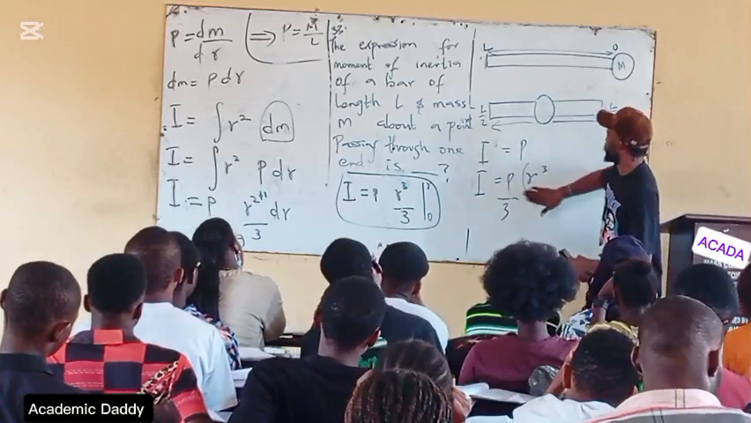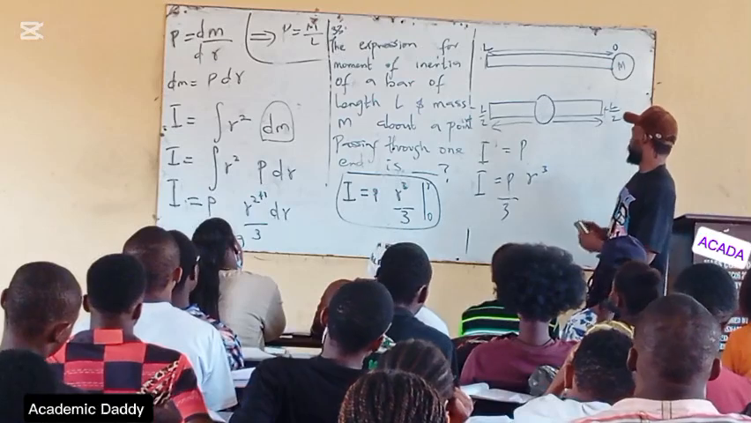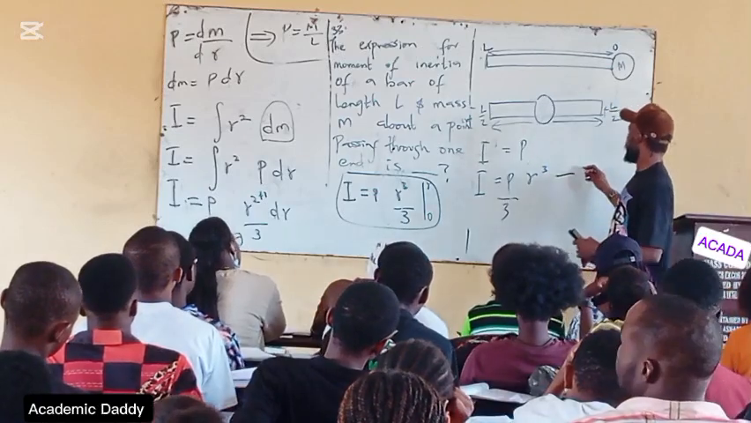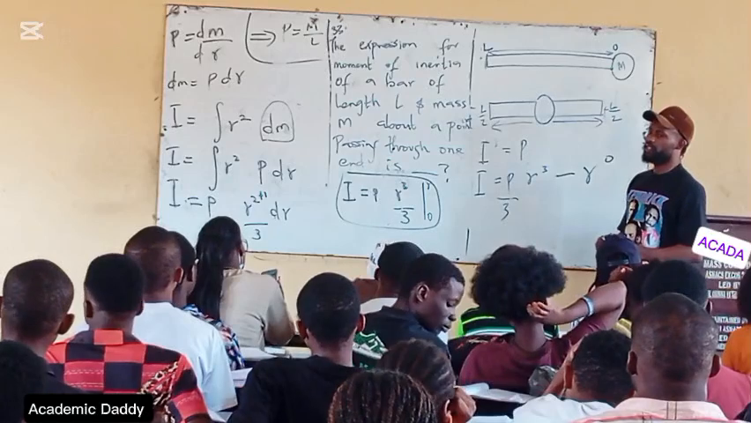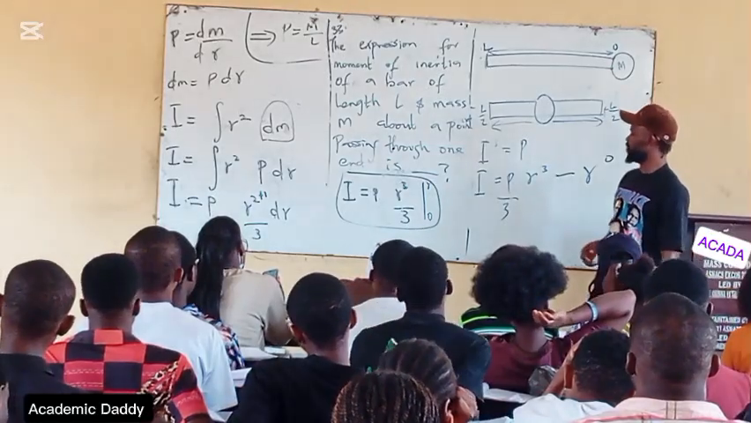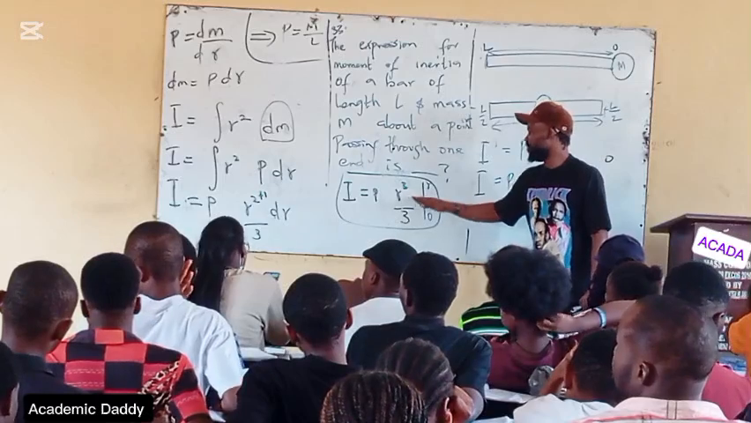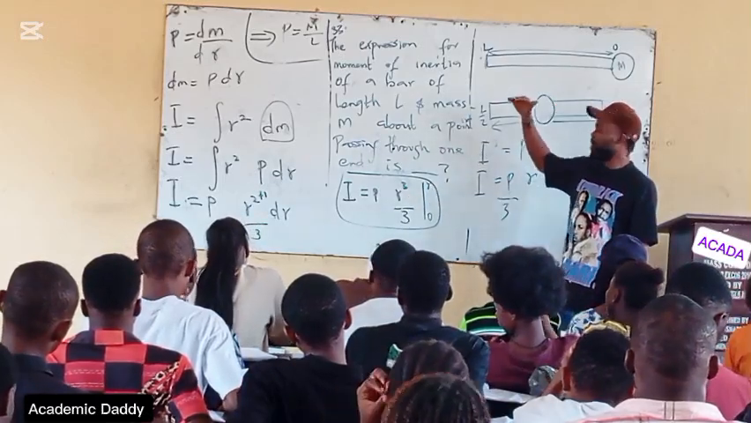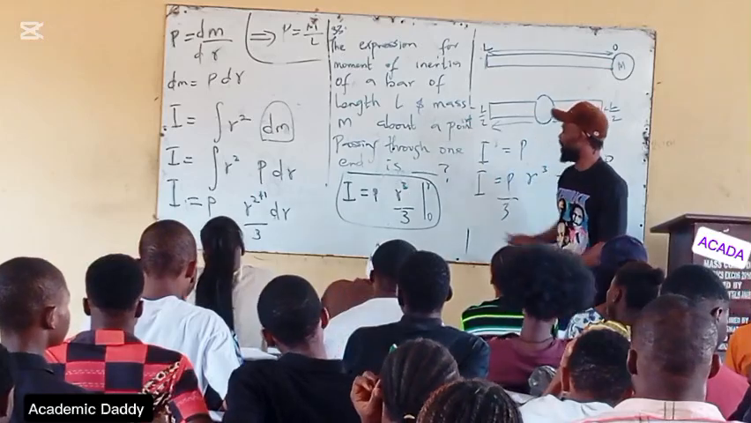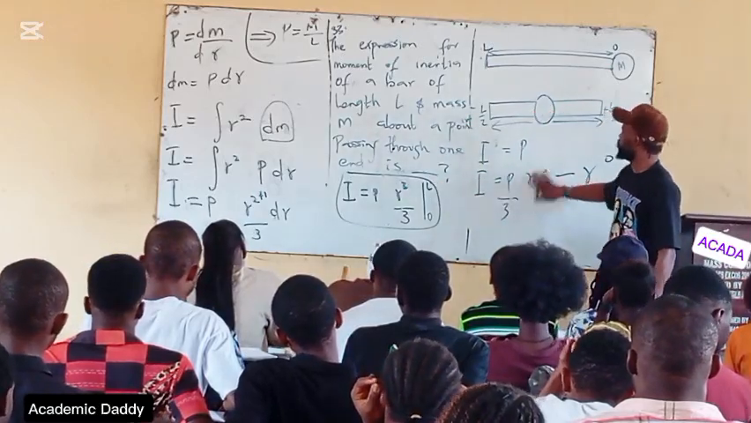So let me just do my R cube. I will say R raised to power 3 minus R raised to power of 0. I'm doing it in such a way that what this means is that it is going from R being raised to power of R. Or let me use L so that we see the difference.